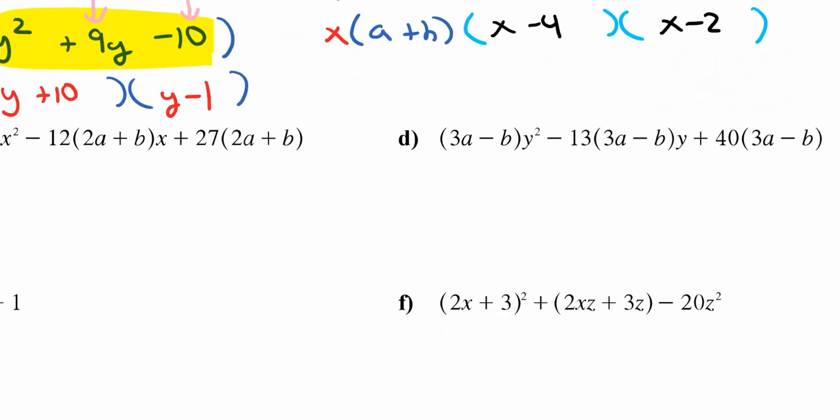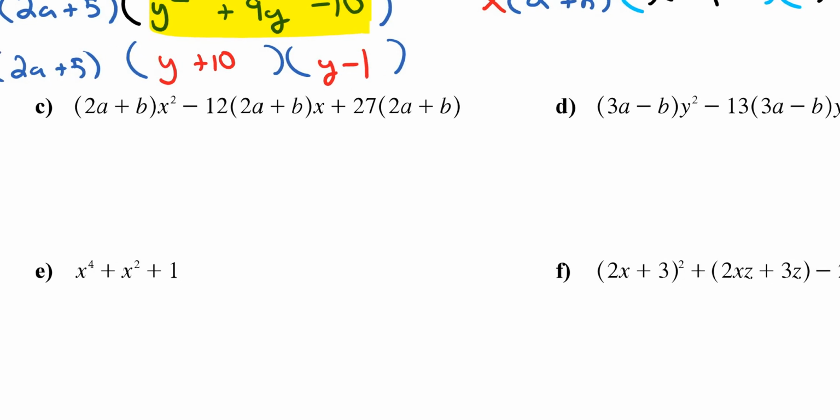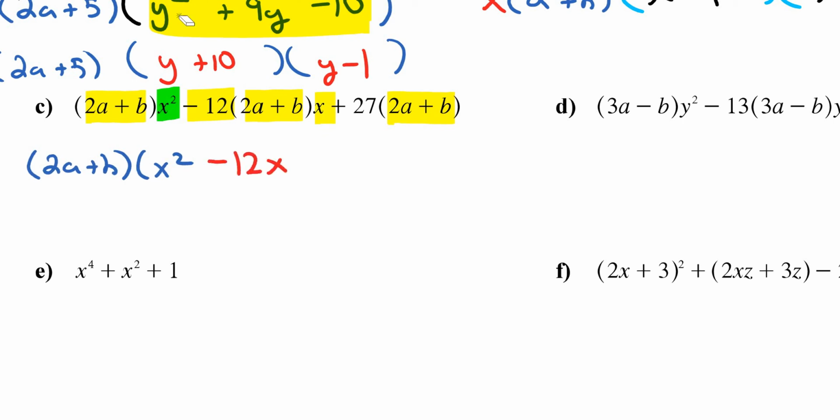Okay, let's move on to letter C here. For letter C, this one should be a bit easier, I hope. There's a 2a plus b, 2a plus b, and a 2a plus b. So let's pull that out. 2a plus b, and what's left over, there's an x squared, so x squared, and then there's a negative 12x, so minus 12x.